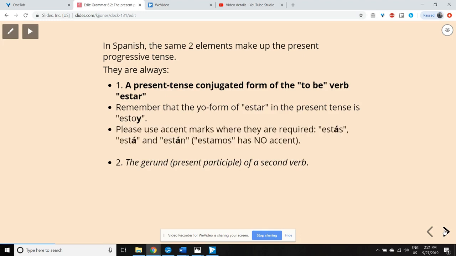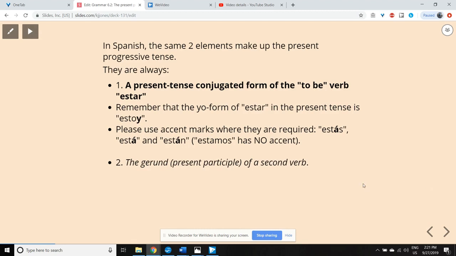And secondly, please use accent marks where they are required. That's on the tú form, estás, the third person singular form, está, and the third person plural form, están. And also remember kindly that the nosotros form, estamos, has no accent mark. So that's our to be verb.